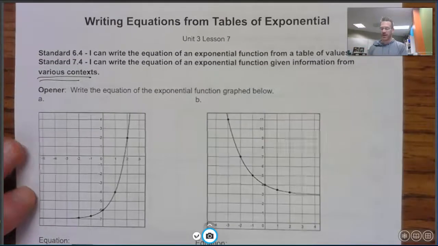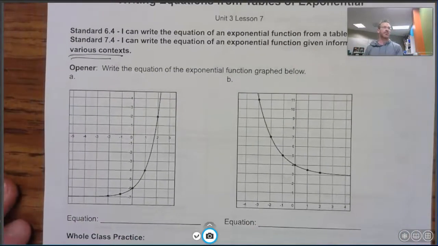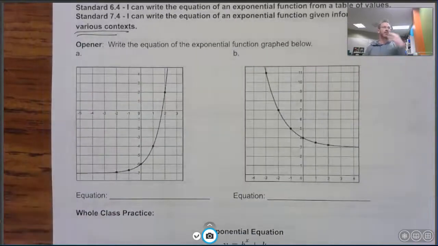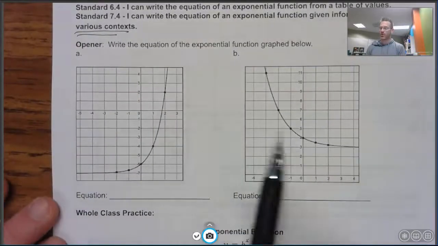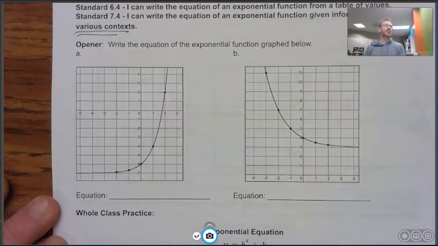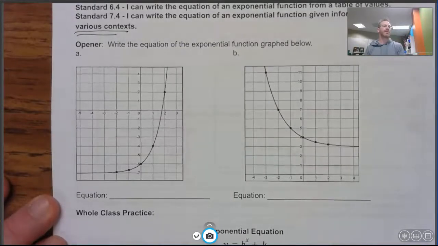But to get us started for today, let's go back. It's been a while since we've looked at exponentials, so to get us thinking about that, we're going to do the opener. We have two graphs here. What I would like you to do is pause the video, write the equation of those two exponential graphs, flip the video back on, and we'll see how you did.